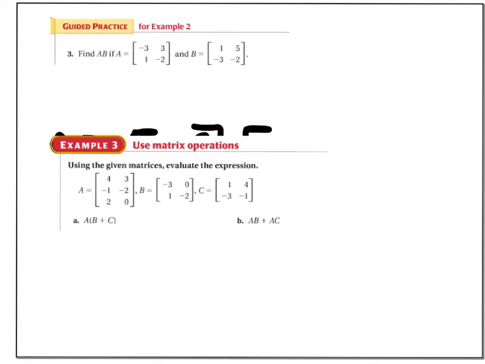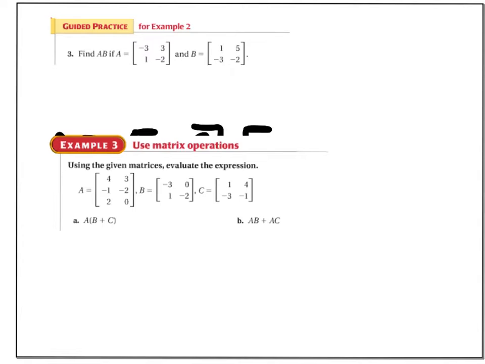So my first job is to find my first element in the first row and first column. So I will take the product of negative 3 times 1 plus 3 times a negative 3. I'll do it again. Negative 3 times 1 plus 3 times a negative 3. And write that down.